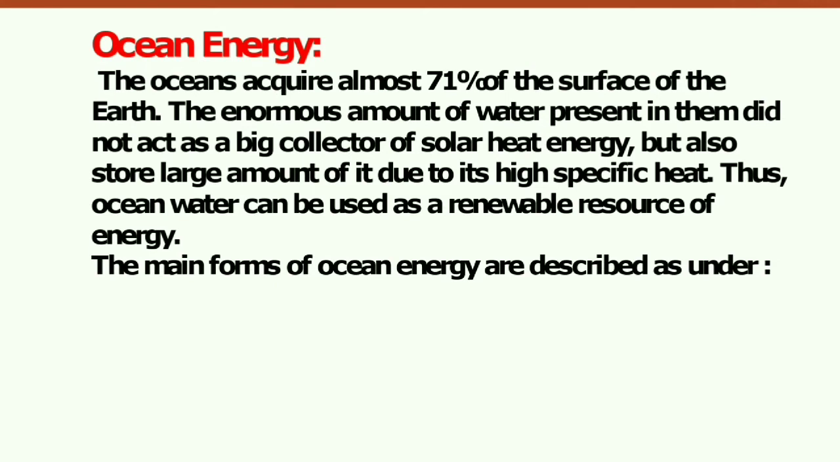Coming to ocean energy. The oceans occupy almost 71% of the surface of Earth. The enormous amount of water present in them not only acts as a big collector of solar heat energy, but also stores a large amount of it due to its high specific heat. Thus, ocean water can be used as a renewable source of energy. The main forms of ocean energy are described as under.